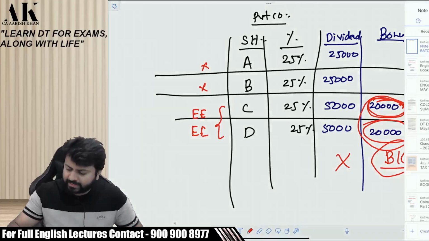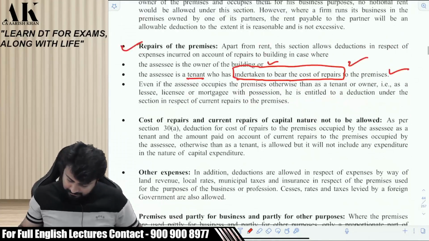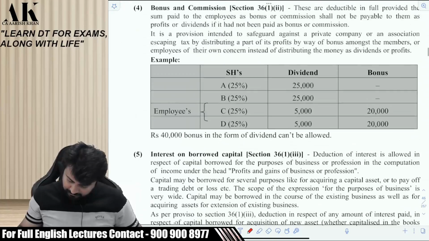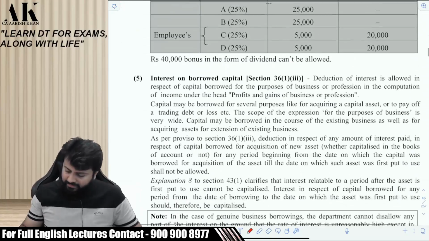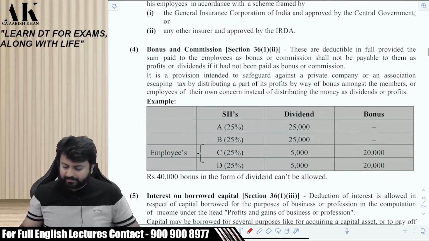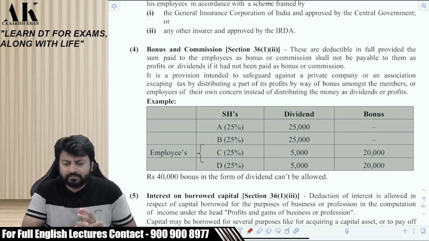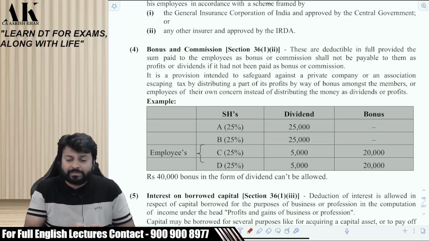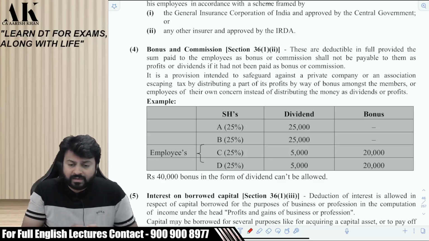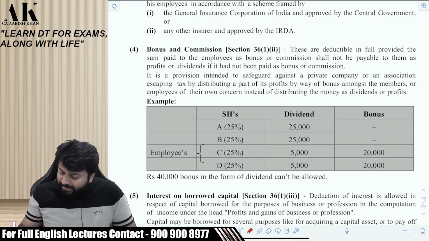This example is there in the book. Don't worry. You can see this example over here in the textbook, page number 3.3. Is it clear? Anyhow, both are paid from the profits, but bonus is paid before computing the taxes, beta.